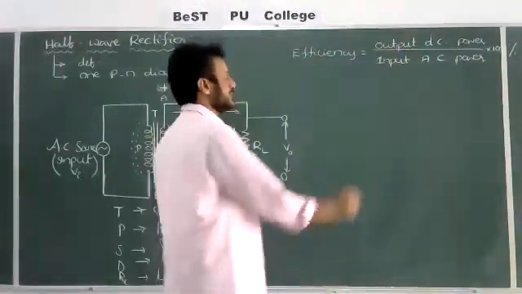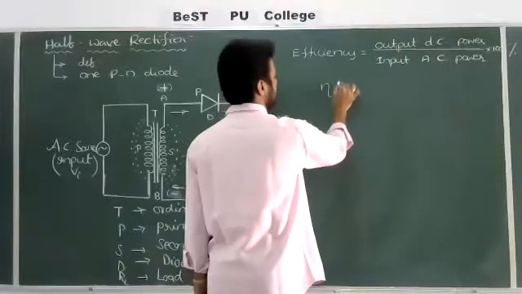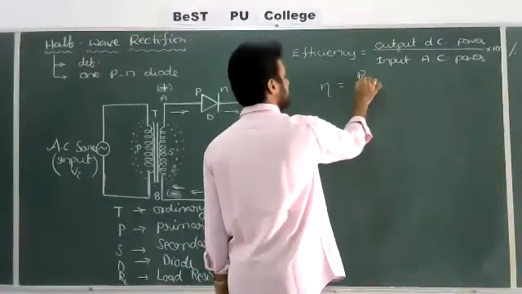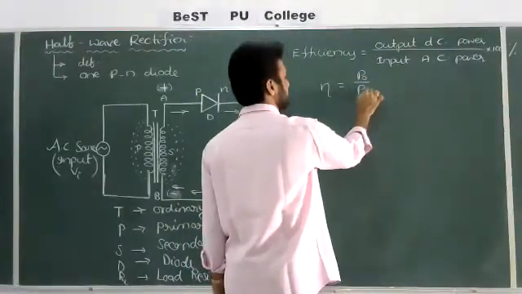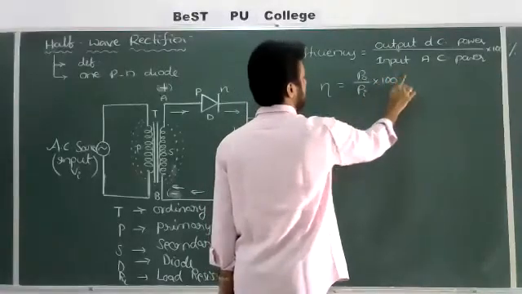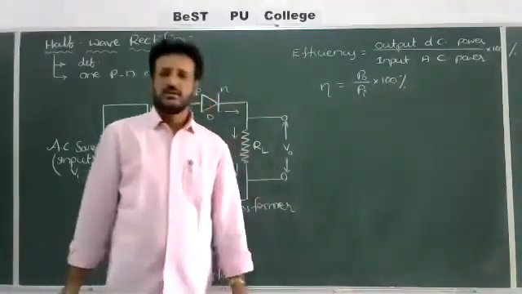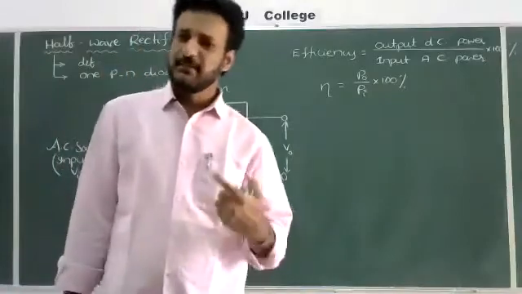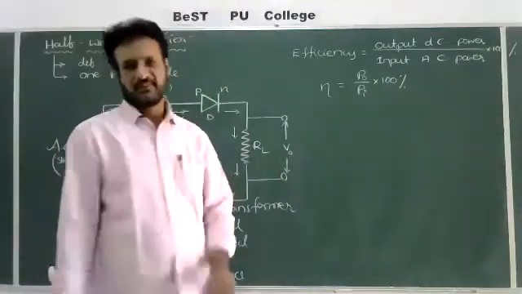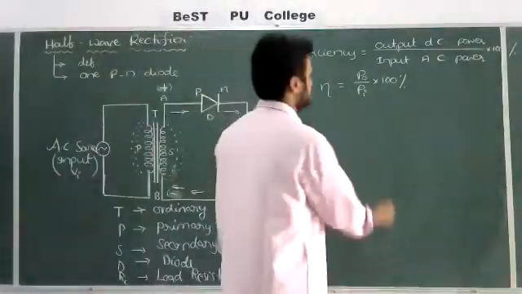I'll write the formula here. Eta is equal to P naught by Pi into 100%. Where P naught is the output power and Pi is the input power. But we have one formula for power. You should write it.